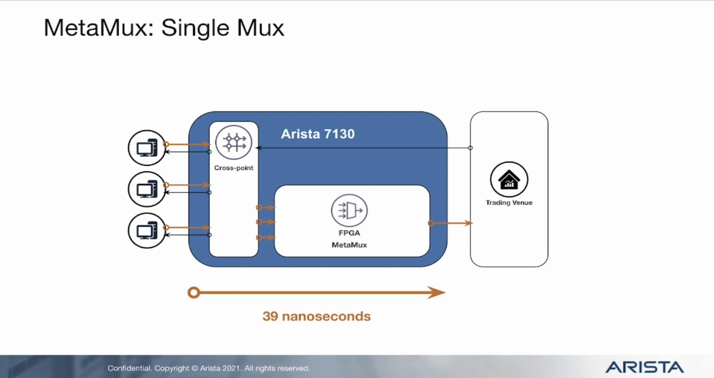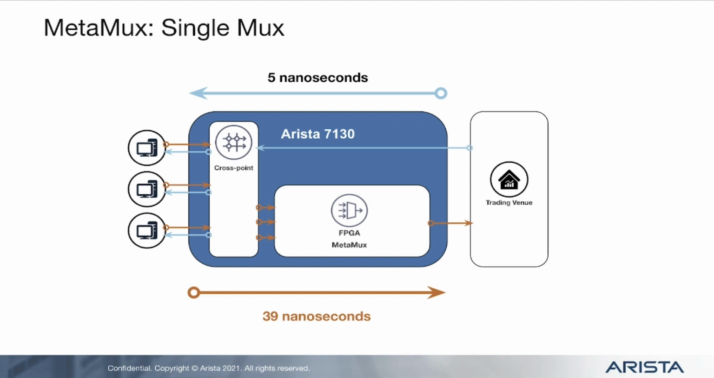Looking at our diagram, the orange lines represent the path from the application machines to the trading venue, essentially the trades that are being sent into the venue. A single Metamux instance is able to aggregate up to 48 ports into a single link.